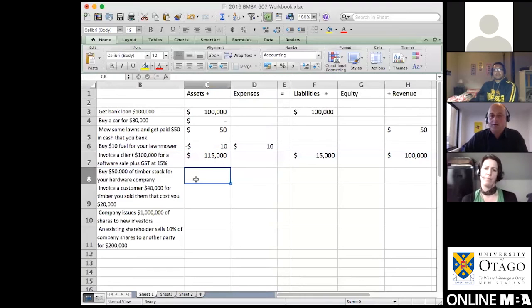Right, this next one, Simon, do you think you could have a crack at this for us? Buy $50,000 worth of timber stock for your hardware company. Yep. So your bank account drops by $50,000, but your assets have also gone up by $50,000 because you've got the stock. So we're just replacing one asset with another, right? We're taking our money out and putting it back in. So again, no net effect on anything else. Accounting equation still balances. And we're sweet as.